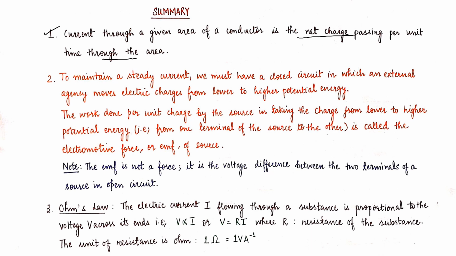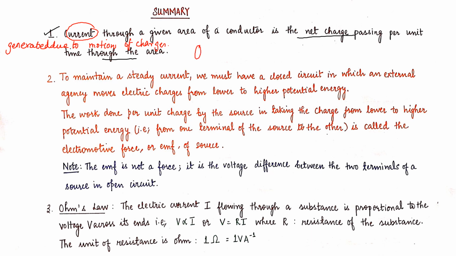So what is the definition of current? Current is generated basically due to the motion of charges. Okay? Current generated due to motion of charges.